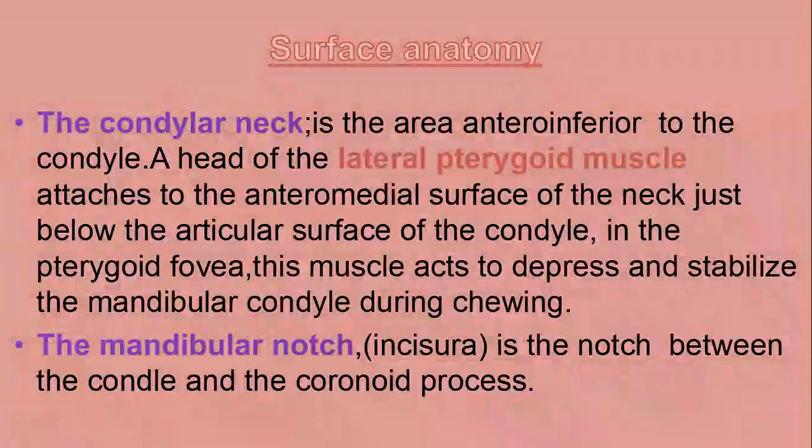The condylar neck is the area anterior-inferior to the condyle, where the lateral pterygoid muscle attaches to the anteromedial surface of the neck just below the articular surface of the condyle, in the pterygoid fovea. This muscle acts to depress and stabilize the mandibular condyle during chewing. So the mandibular neck is a location where this muscle originates. The mandibular notch is the notch between the condyle and the coronoid process.